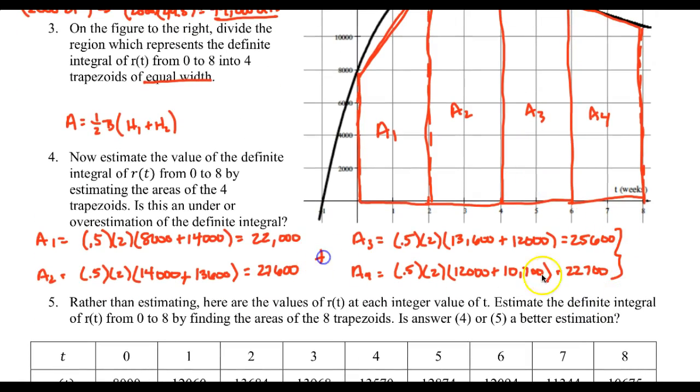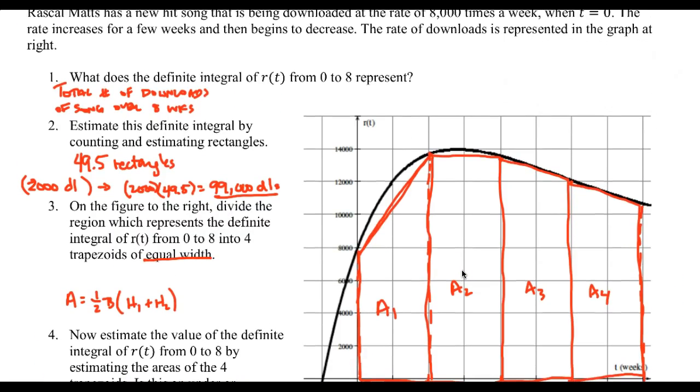Okay, so if I add up all of these, right, add them all up, that gives me a total of 97,900, which it's asking me now, is that an underestimation or an overestimation?